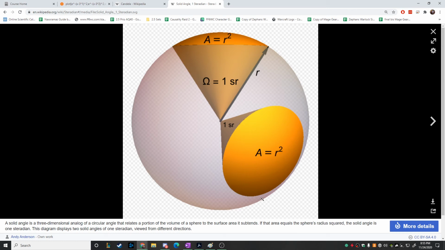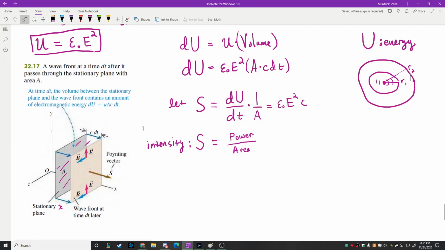Think about it like this: a steradian is a ratio of how much of the total surface area of a sphere is given by this portion of it, basically. Whereas a radian is how much of a portion of the arc length is there relative to the total circumference, right? All right, so steradian is another way to define intensity. But we can also define intensity in terms of power per unit area.